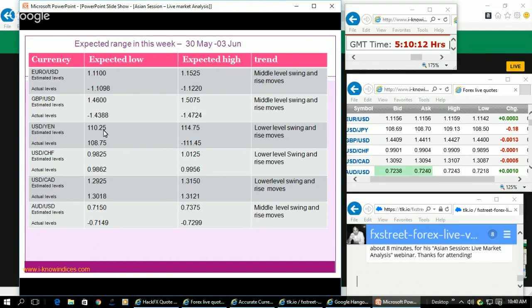Then in the case of yen, they just made the drop to 108.50 now.